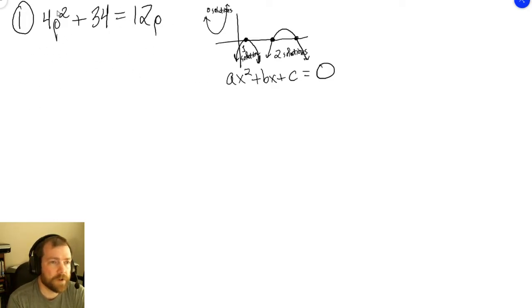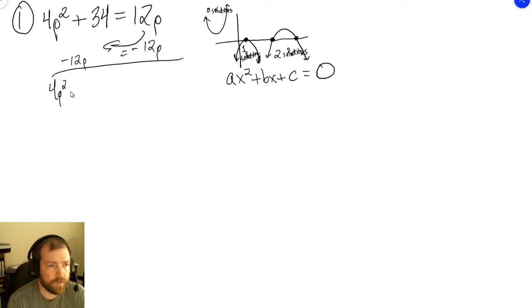So looking for a solution to a quadratic equation, you could try factoring, you could do all sorts of other stuff, but the first thing you want to do here is to move this term to the left so that you get all of the terms on one side. So subtract 12p from both sides. Get 4p squared minus 12p plus 34 equals 0.